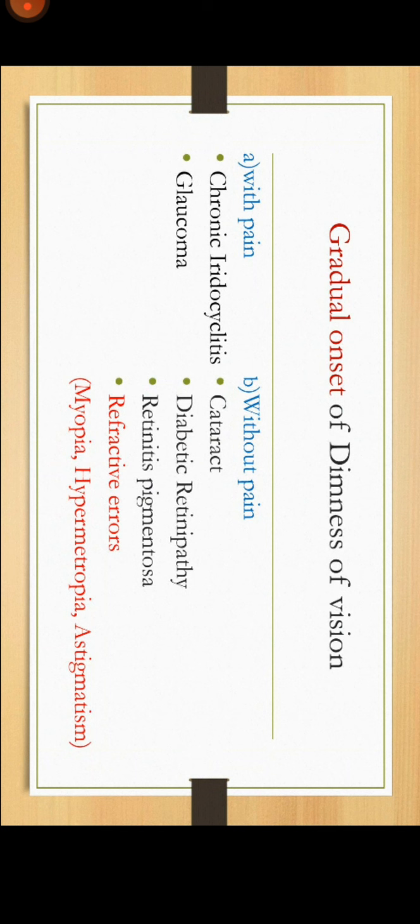Yet now there is no medicine for retinitis pigmentosa. It is an inherited disease. Consanguineous marriages should be discouraged, and if it has happened, you advise them not to produce progeny, because that gene will be inherited through generations. Next are the refractive errors, which come with gradual onset without pain. They are myopia, hypermetropia, and astigmatism.